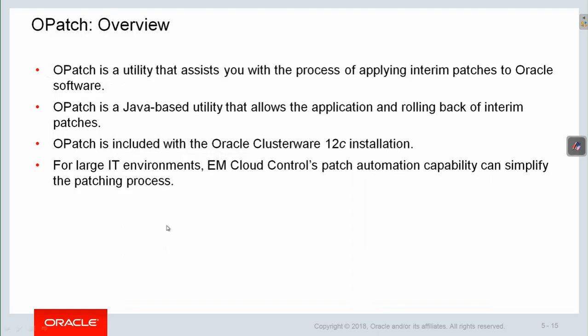And we're going to use an OPatch utility to install patches, and it is a Java-based utility. OPatch is included in the Oracle Clusterware 12c installation, and you can also download it from the support website. Also, in a large environment, instead of using OPatch, you can use Enterprise Manager's patching automation capability as well.